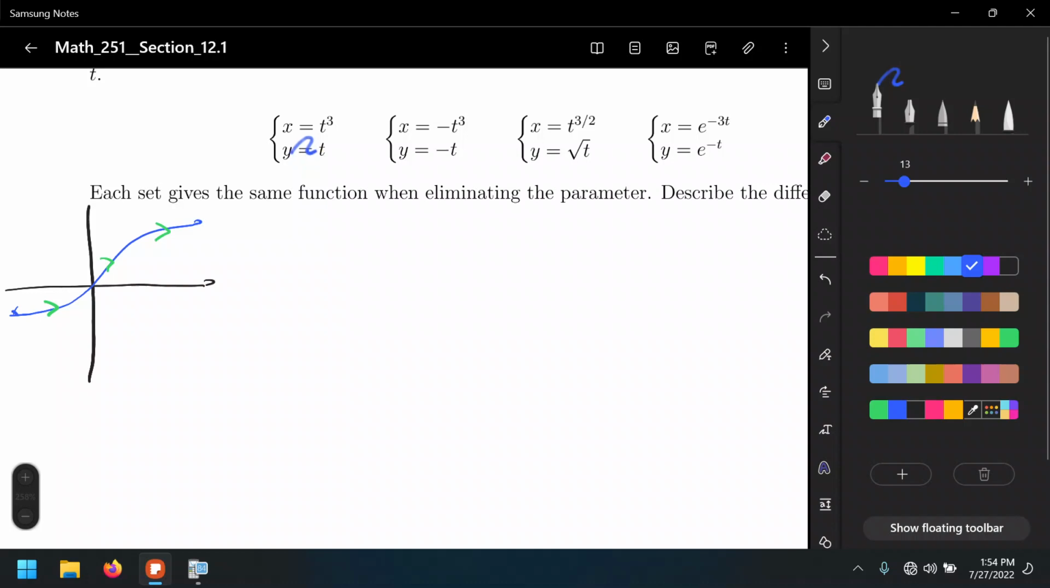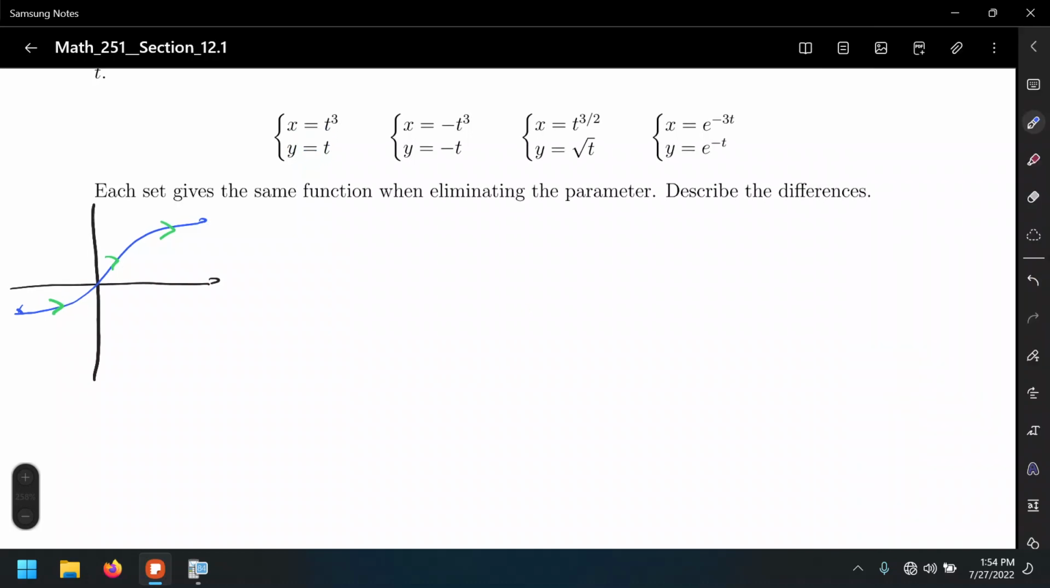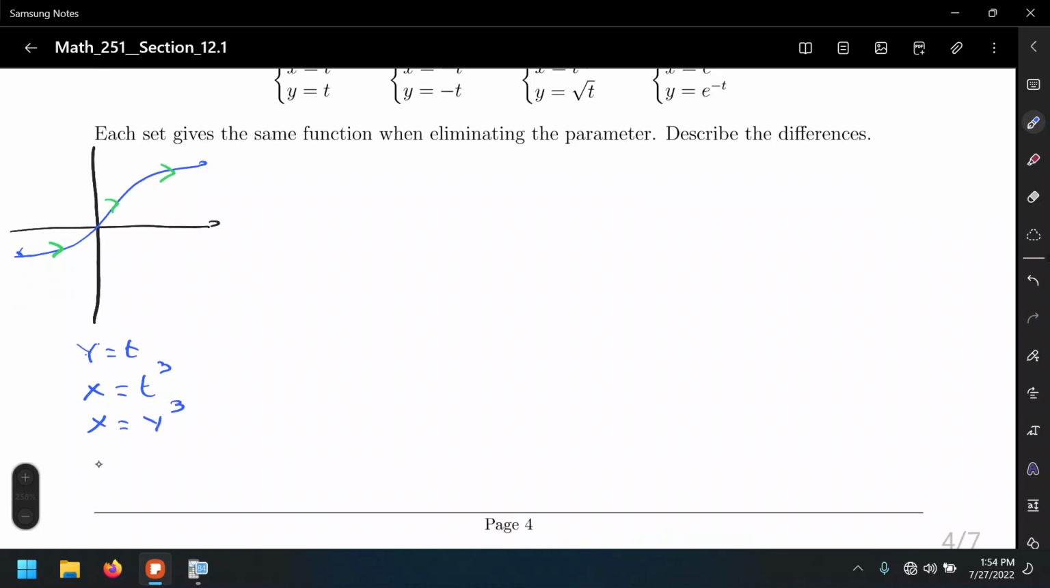Well, from the second equation on the system of parametric equations, we have that y equals t. So if x equals t cubed, then we can replace t with y because of the second parametric equation. That means x equals y cubed, and solving for y, we get y equals the cube root of x. All right? And well, if we consider the domain of the function y equals the cube root of x, it's all real numbers.